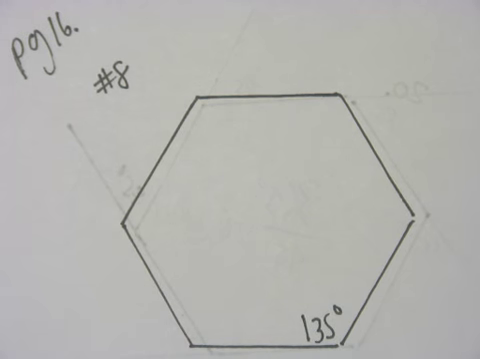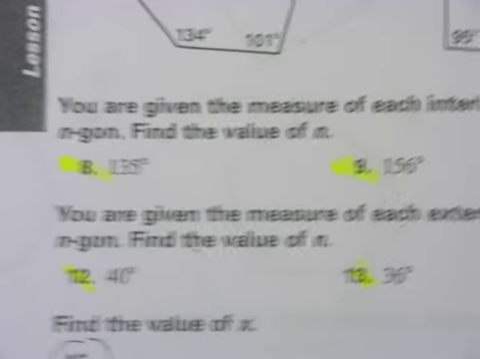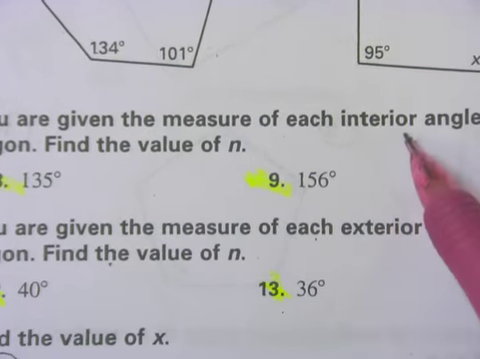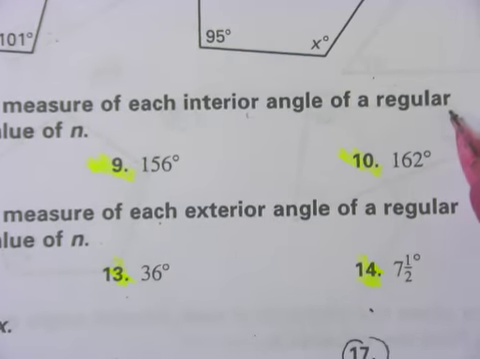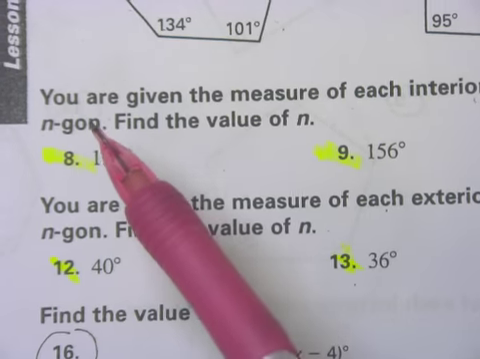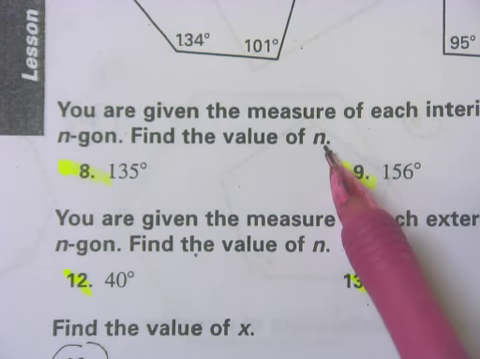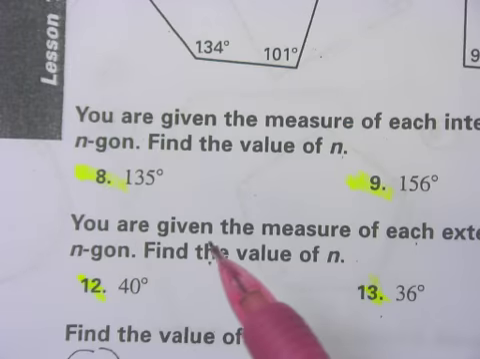Okay, so we're picking up on page 16 and we're doing questions 8 through 11. We're also doing questions 12 through 15. For questions 8 through 11, they're telling us that we are given the measure of each interior angle of a regular polygon, or regular n-gon. So we know what that means when it's regular. They want us to find the value of n, or the number of sides that our polygon has.